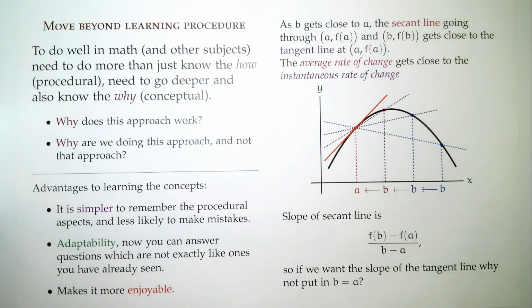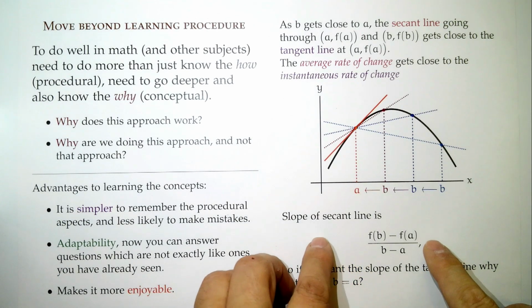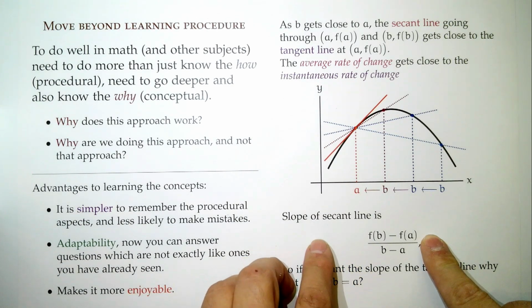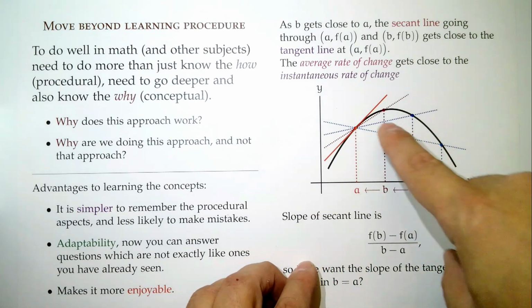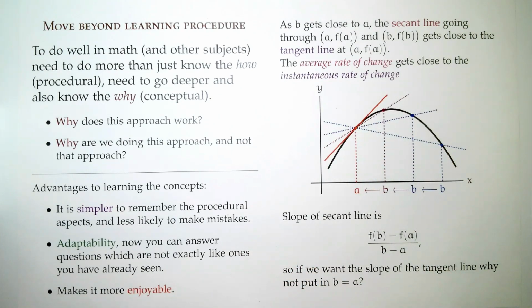So we have this idea. Now, we're interested in the slope because that's measuring the rate of change. So the slope of the secant line is f of b minus f of a over b minus a. I want to get closer and closer. Well, here's a solution. Let's put in b equals a. Can't get any closer than that. Well, why not do that?